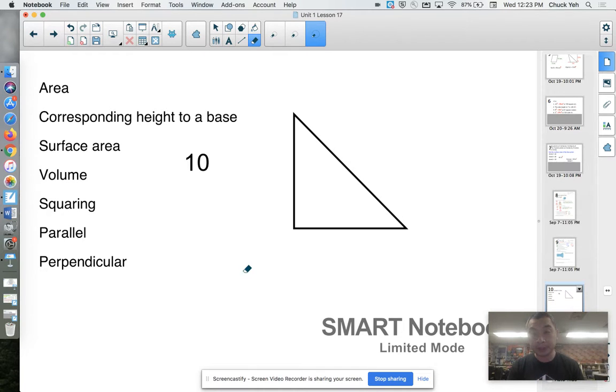Make sure we go on iReady. If you haven't done the 2 lessons yet, make sure that we do that. And just look over the math for Friday. If you know these, then you're pretty good to go.